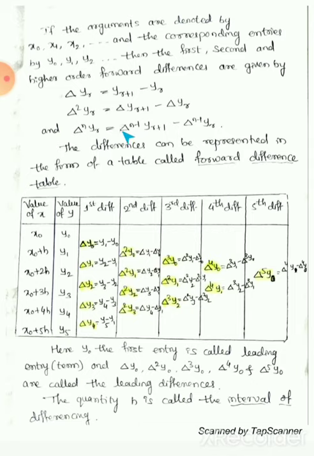Then the first, second and higher order forward differences are given by del yr equal to yr plus 1 minus yr. Del square yr is equal to del yr plus 1 minus del yr. And del raised to n yr equal to del raised to n minus 1 yr plus 1 minus del raised to n minus 1 yr. The differences can be represented in the form of a table.